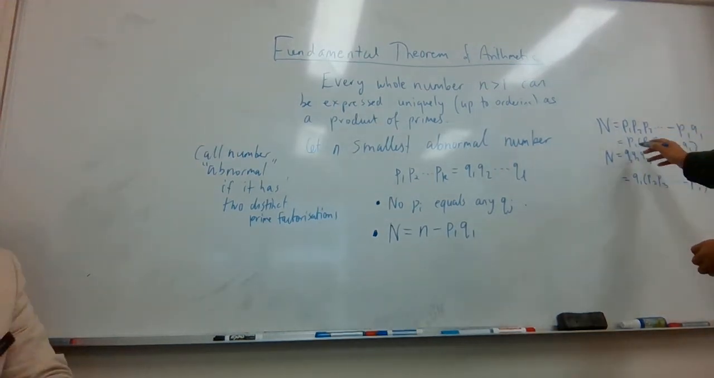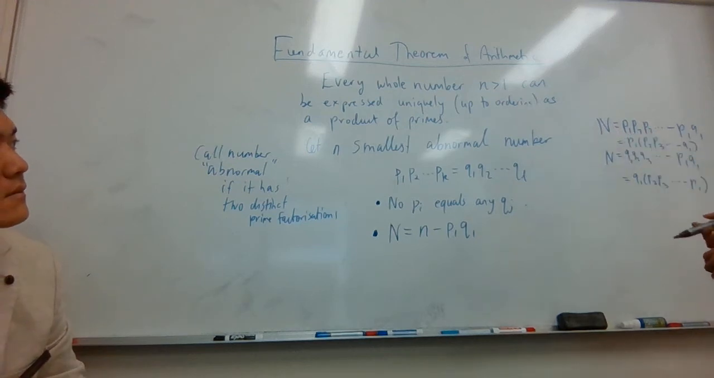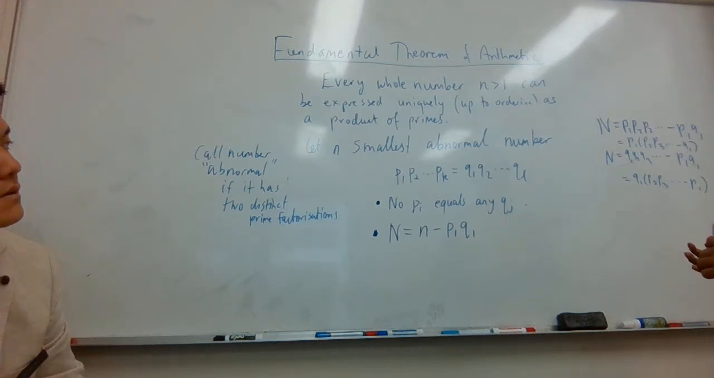But then that means that n divides P1 and then divides Q1. Why don't we do this again? So you're saying P1 divides big N, yeah? And Q1 divides big N, yeah? And since they're both prime, they have to be equal, which is a contradiction. Why do they have to be equal? Oh wait, no, I'm done.